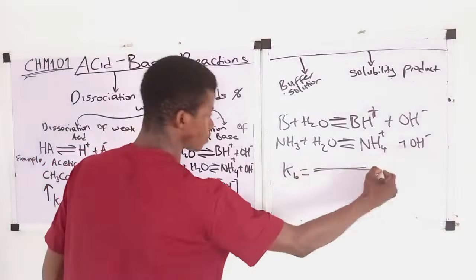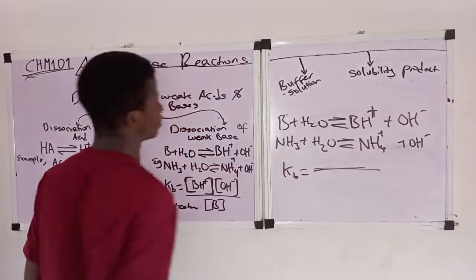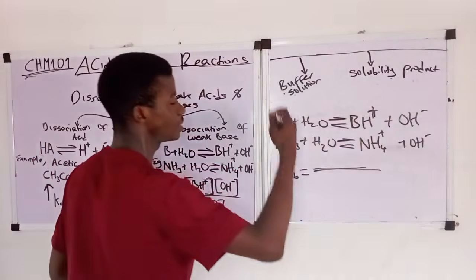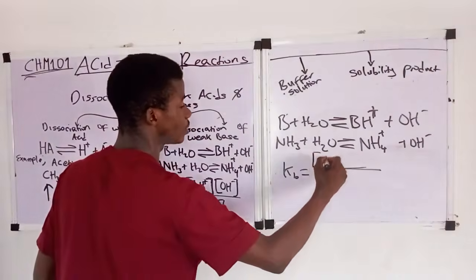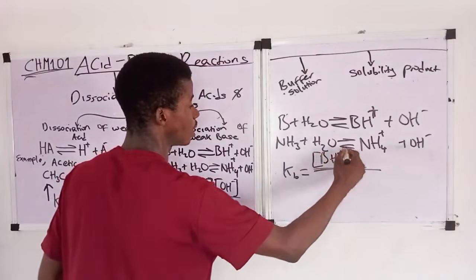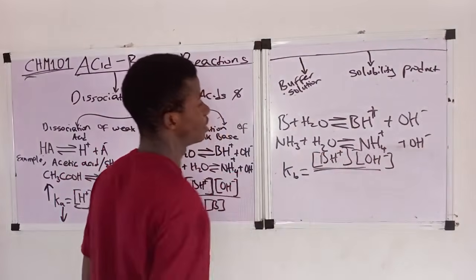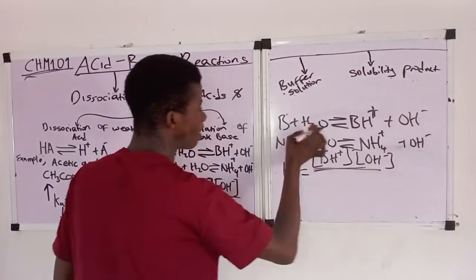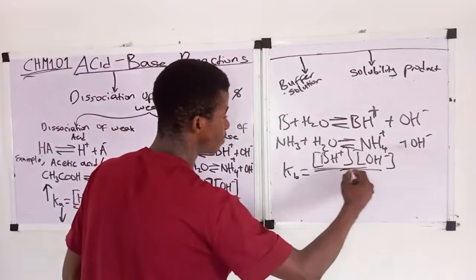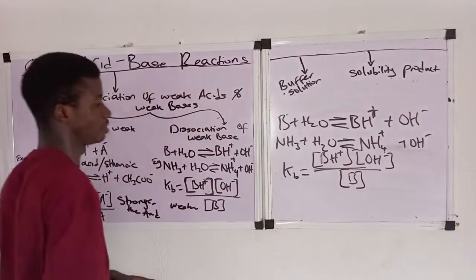Now, the product here is the concentration of BH+ times the concentration of OH-, right? Then divided by the concentration of the reactant, which is B.